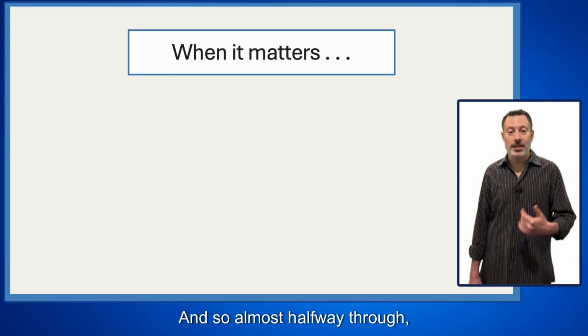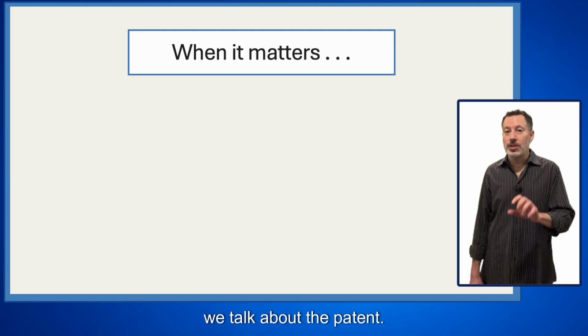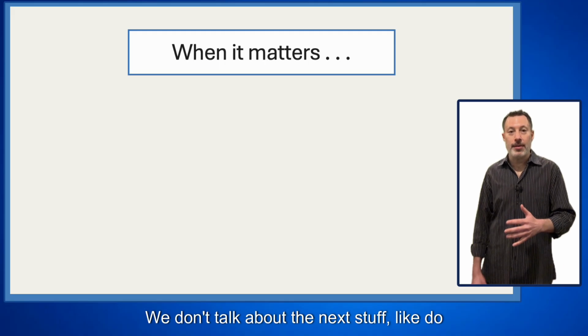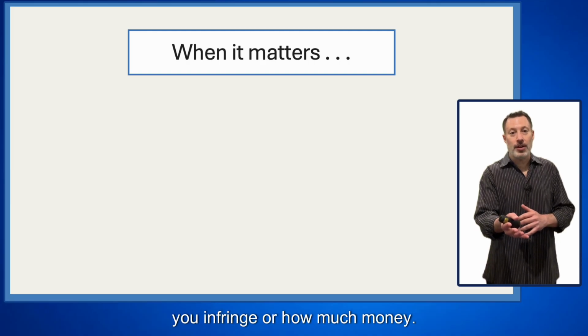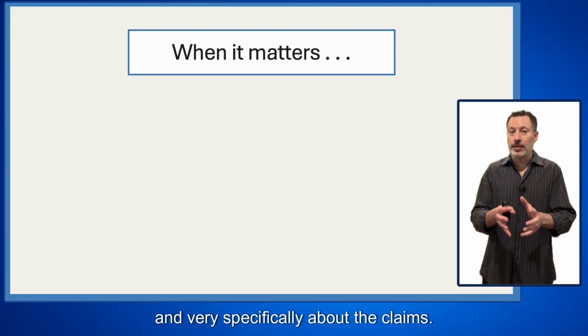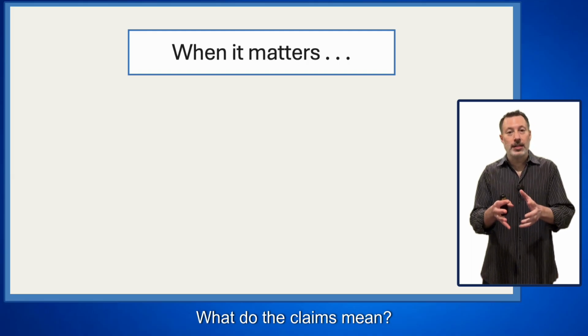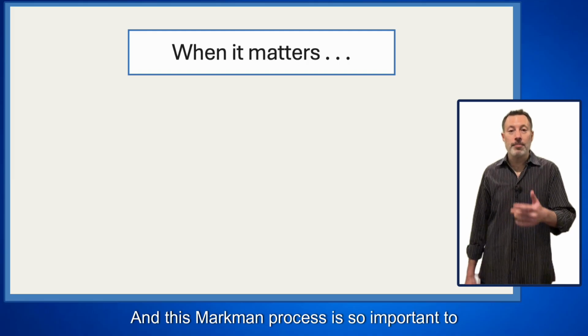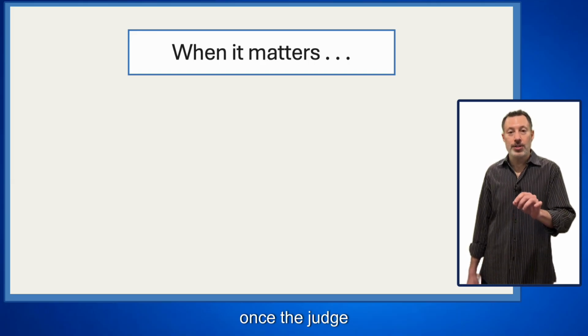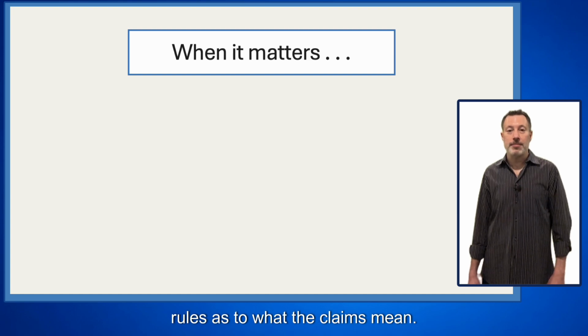And so almost halfway through, we talk about the patent. We don't talk about the case. We don't talk about the next stuff like do you infringe or how much money. We talk about the patent and very specifically about the claims. What do the claims mean? And this Markman process is so important to these fights that a huge percentage of the cases settle once the judge rules as to what the claims mean.